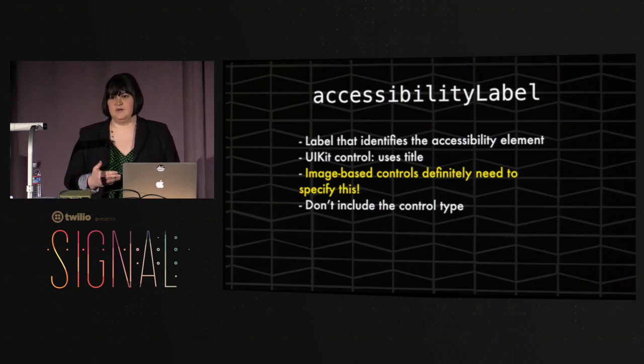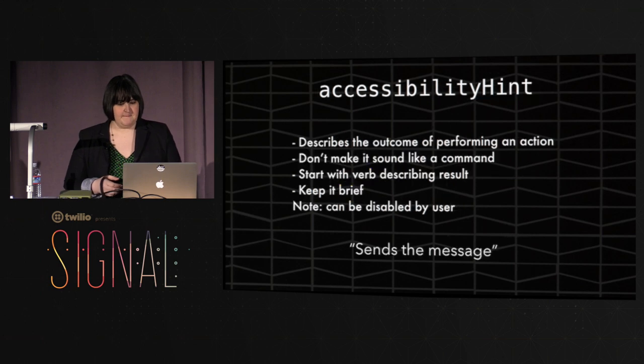And the next thing is the accessibility label. So the label is what identifies the element to the user. And by default, again, in UIKit, it uses the title of the control. So if you have a button that's named, it will use the title from the button. But be very careful, because if you use an image for the button and it has no title, it will actually read out the file name of the image, which is not very nice. But you don't need to actually include the control type, so you don't need to say it's a button, you just need to say like play or something like that.